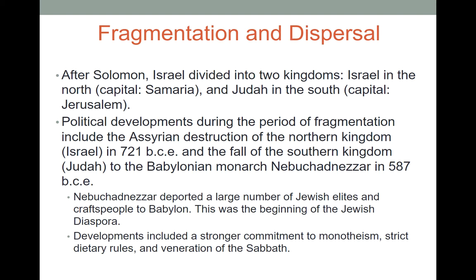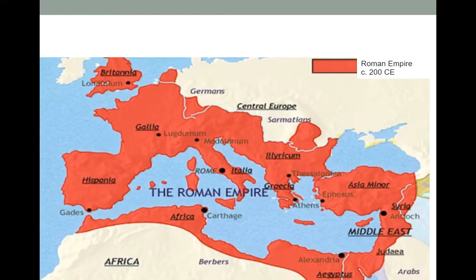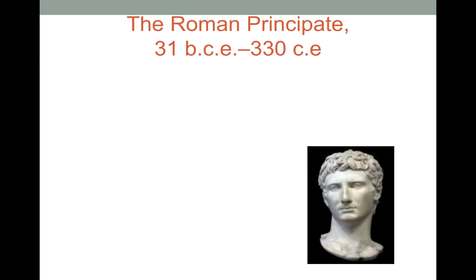These diasporas had a very interesting effect. Though they were meant to weaken and to break up the Jewish faith, it actually strengthened it. And what you'll see happening is a stronger commitment to monotheism, the establishment of strict dietary rules, and then a focus on the Sabbath. Under the Roman Empire, Jews are often persecuted, and it's in the Roman Empire that you'll see the rise of Christianity.